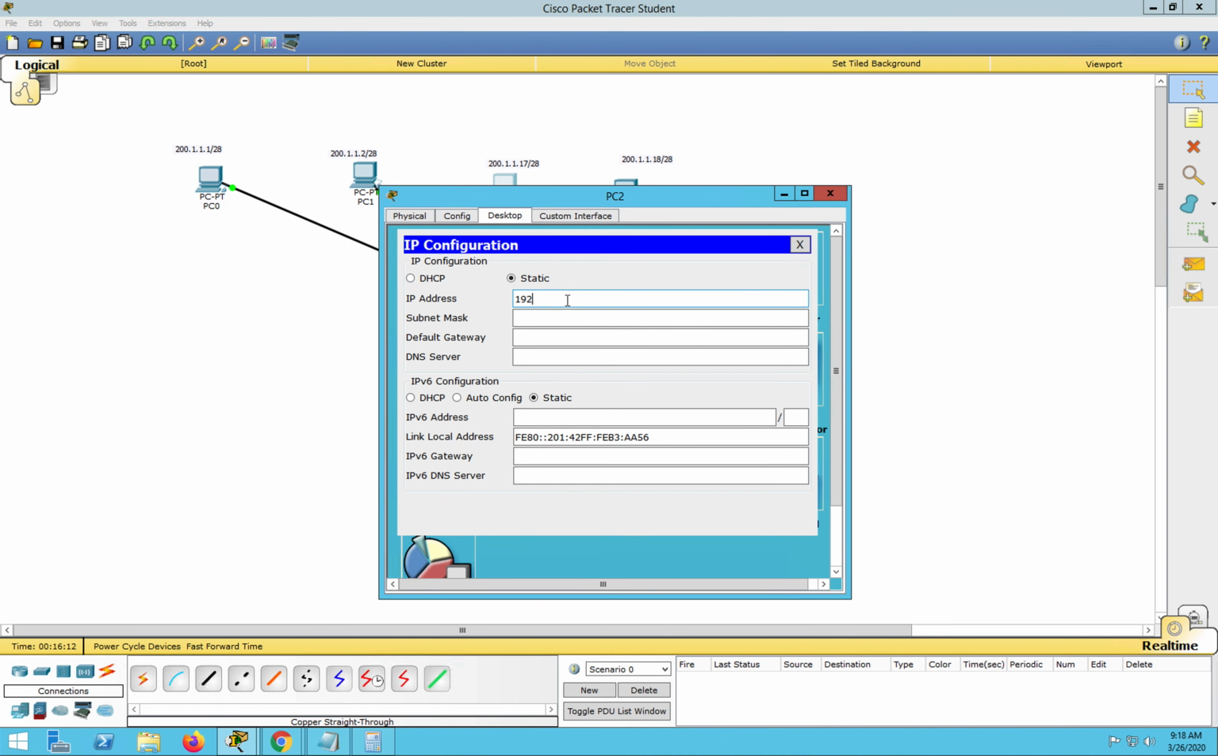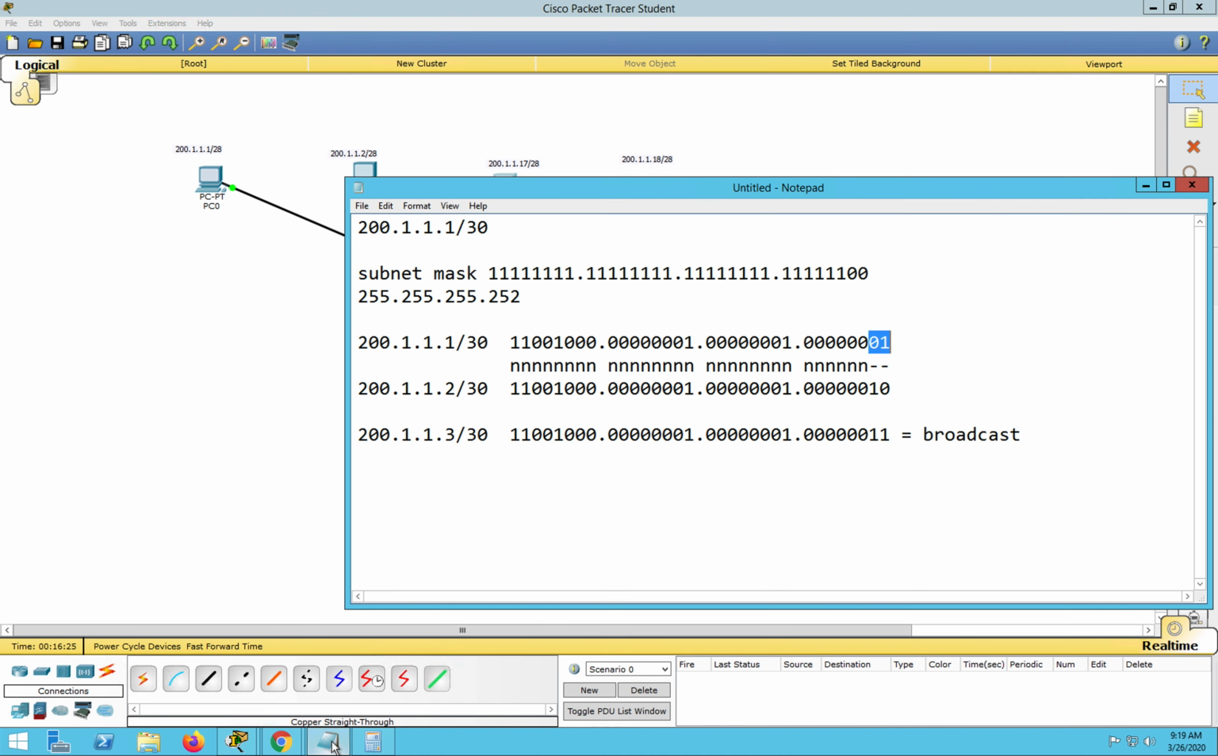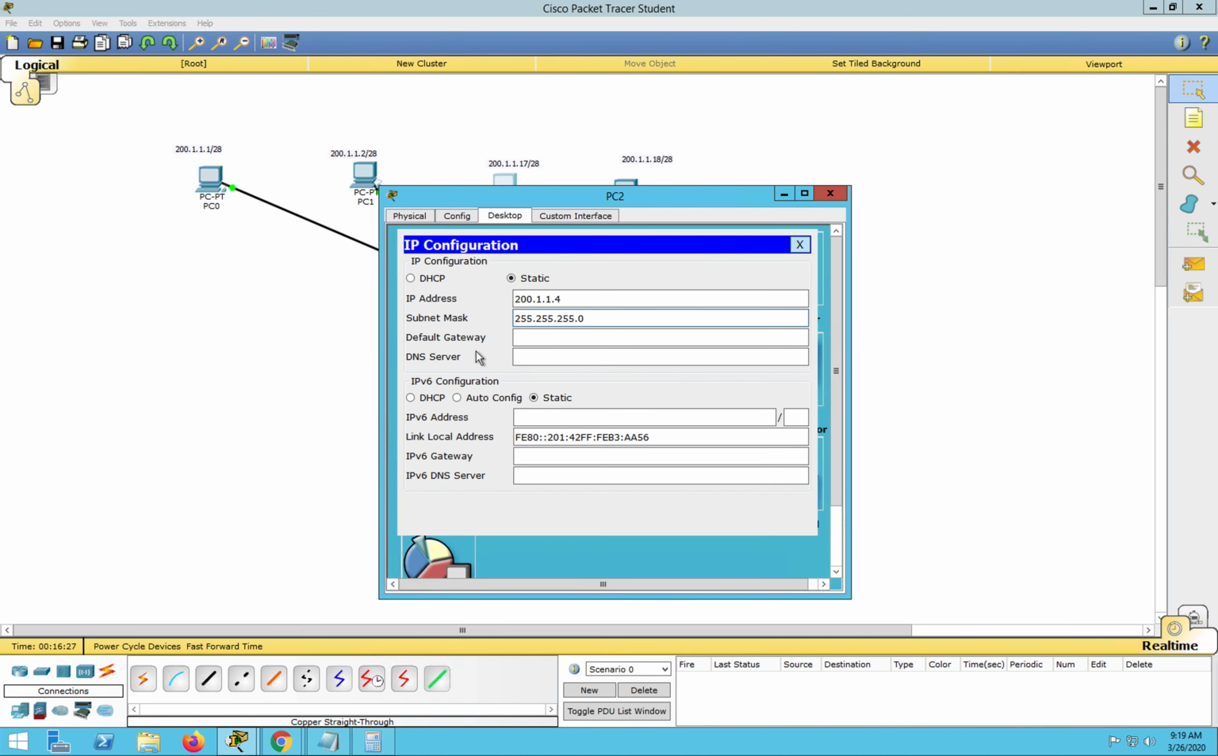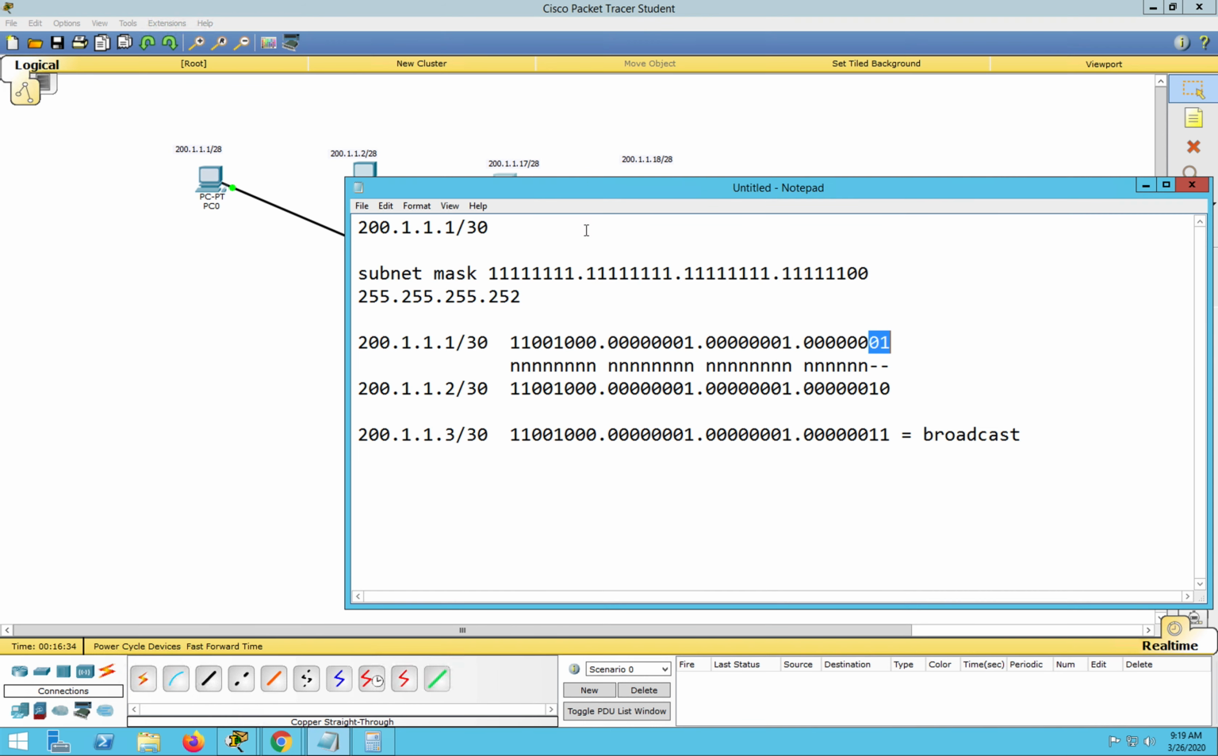Okay, let's put this away and let's try the next address then. Let's try 200.1.1.4. Is that allowed? And that certainly looks like it's allowed. We'll make it 252. Oh, sorry, did I just mistype something? Oh, it didn't like the point 4. Okay, what's wrong with point 4?